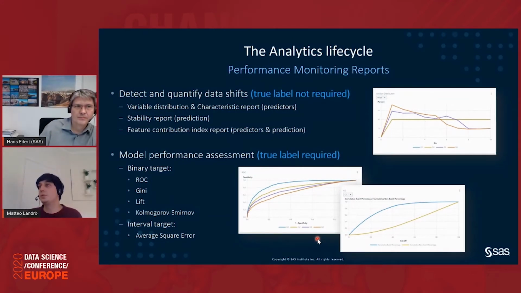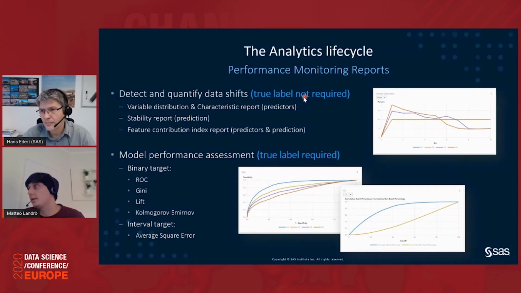Now, there are different ways to do that. Here is just some example. First of all, we can detect and quantify the shift in the data. So just looking at the data that we are scoring. So here we don't need the true label. We can check if the variable distribution for the predictors is changing over time. So if we have different values, we can spot them using something like that. So we see if, for example, a specific variable's values are changing over time. So the different quarters here, you can see that, for example, in Q4, we have a quite different value than we have in Q2, for example.